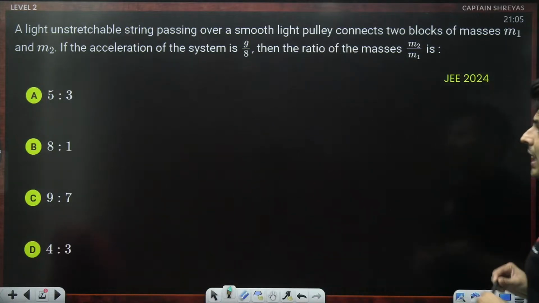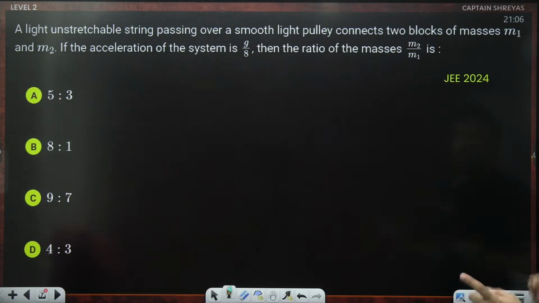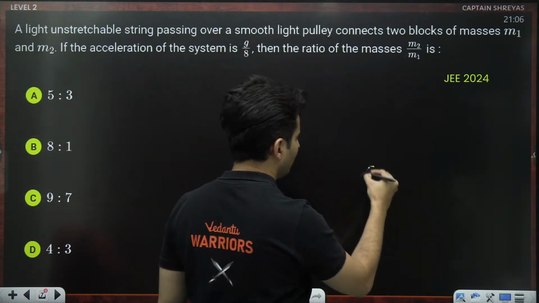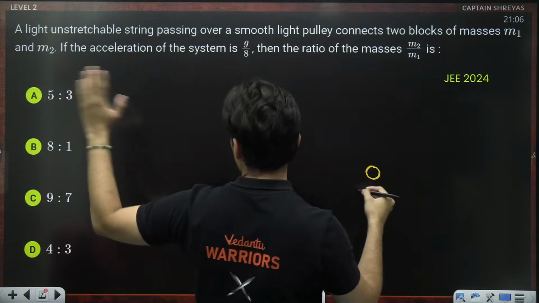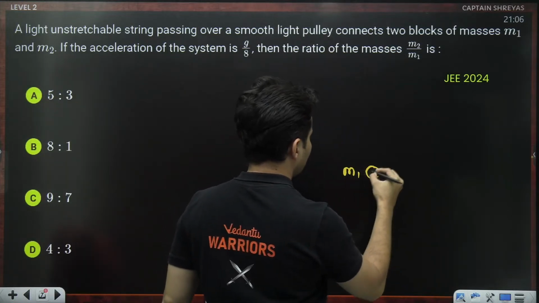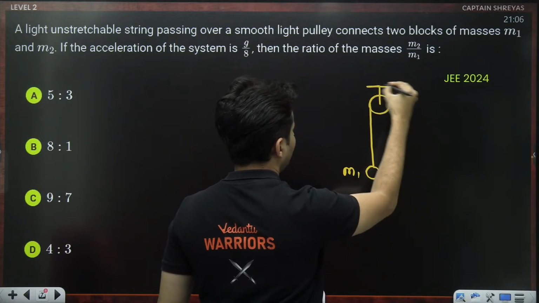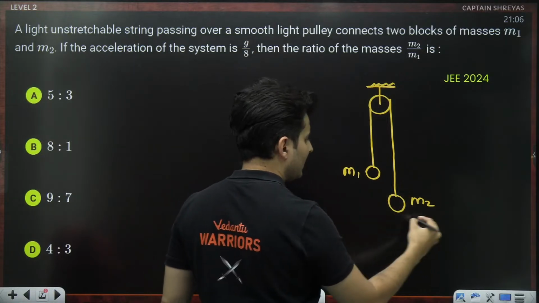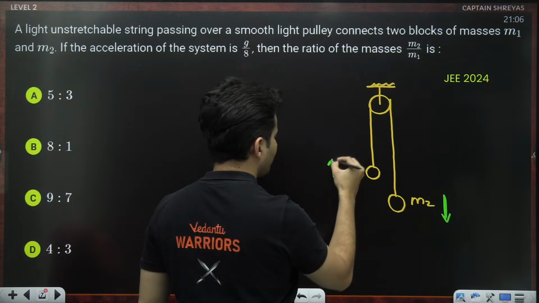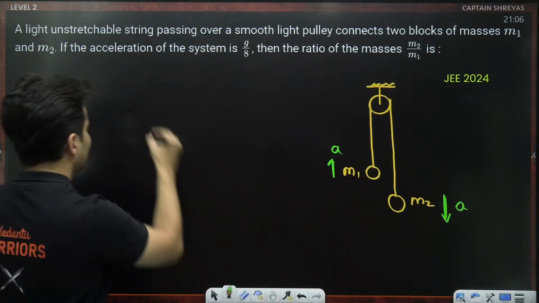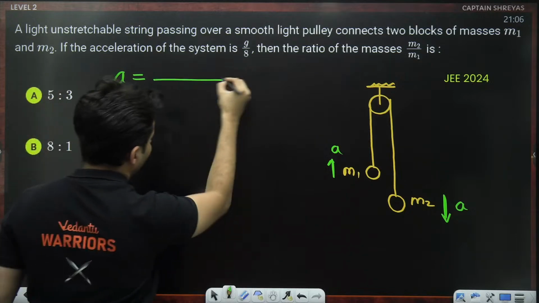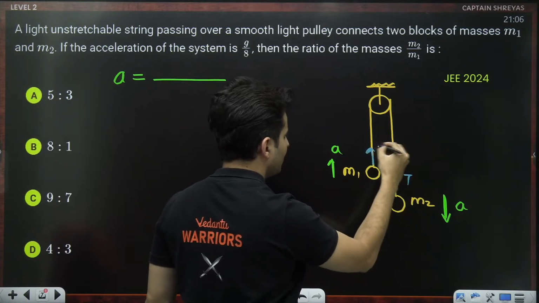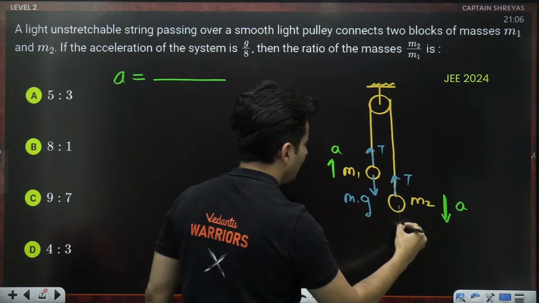Next question. The light unstretchable string passing over a smooth pulley connects two blocks. The acceleration is given. The ratio of the masses is how much? Let's show the system to understand what it is. So you have to find the ratio M2 by M1 basically. Imagine this is M1. There is this string, light pulley, inextensible string, everything is smooth. This is mass number 2. We all know that such a system will accelerate like this, and the acceleration formula for such systems is standard. You should remember it by heart. I mean, you can do it by solving also by drawing the free body diagram like tension, M1G, M2G and all of that.